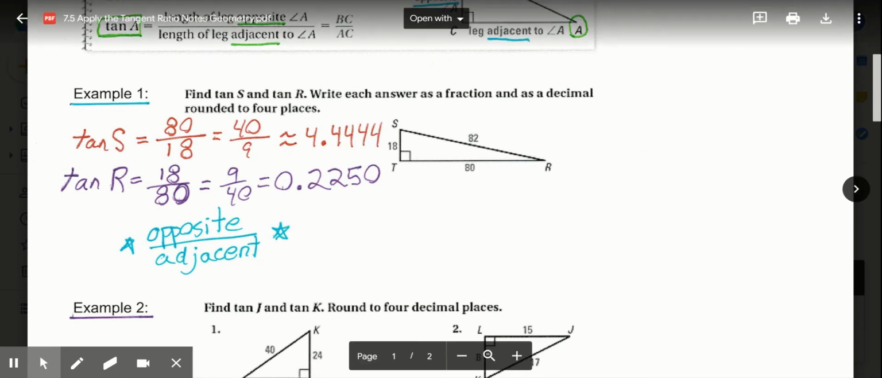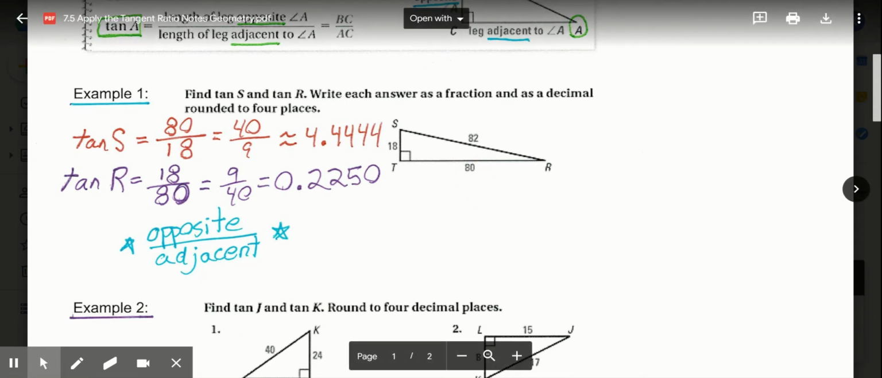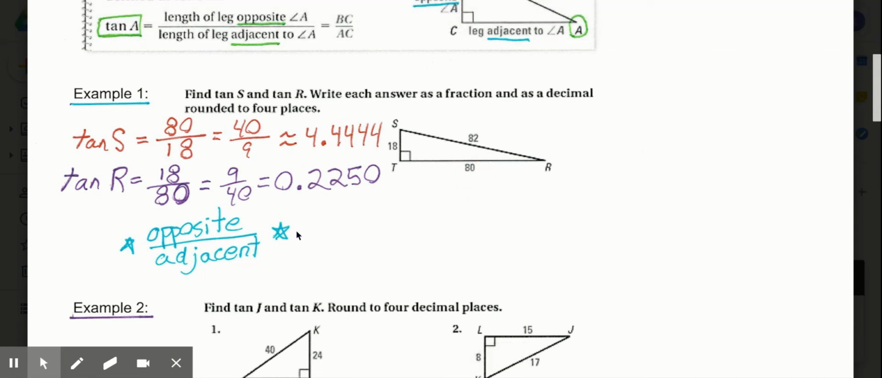The tangent of R is equal to our side opposite, which would be 18 over our side adjacent of 80, which simplifies to 9 over 40, which as a decimal is 0.2250.